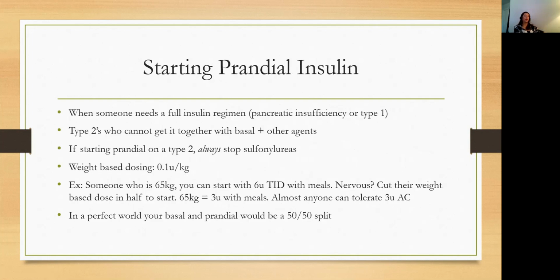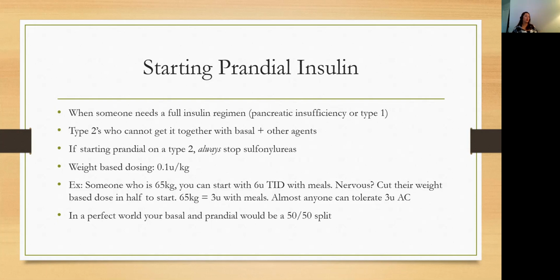But going back to prandial insulin, this is when somebody needs a full insulin regimen. So they need injections to cover every meal and a long-acting insulin. So this is going to be pancreatic insufficiency, type 1, or a type 2 that literally cannot get it together with anything else, and you're just going to start them completely on insulin.